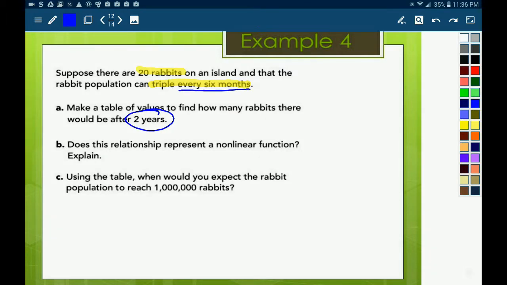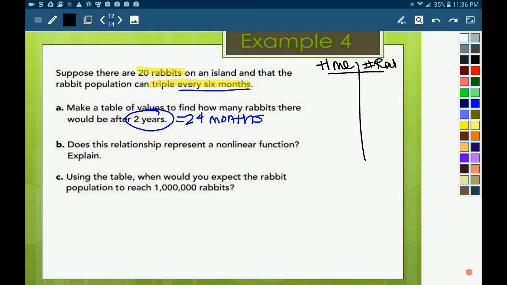Those are two different units. So I'm going to say 2 years is 24 months, so that when I make my table, I'm really looking for 24 months. Okay, so time will be the input, the months. And then the number of rabbits is going to be the output. Since it's tripling every 6 months, let's go by intervals of 6. So let's say no time passes, 6 months pass, 12 months pass, 18 months pass, and 24 months pass. And right at the 24-month mark, that's when we're going to be able to answer part A.